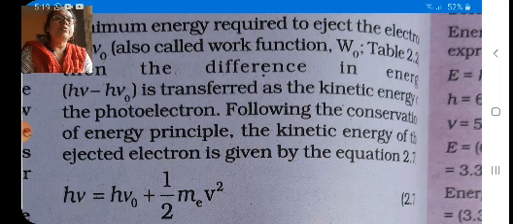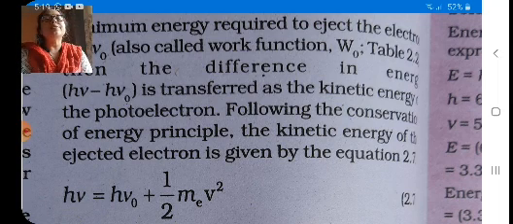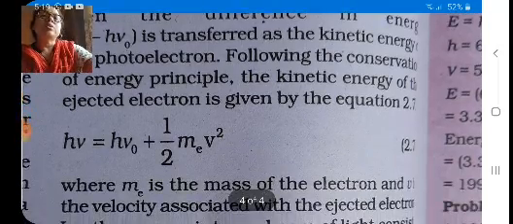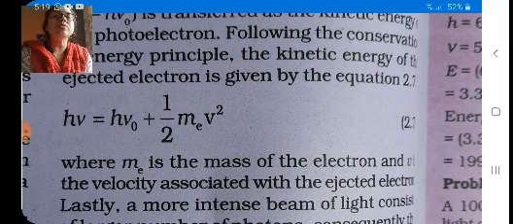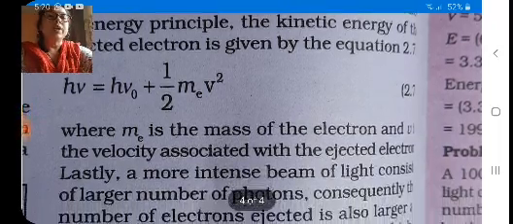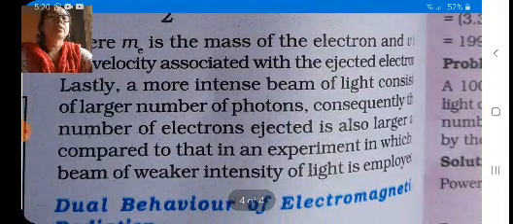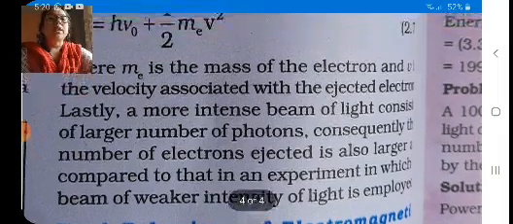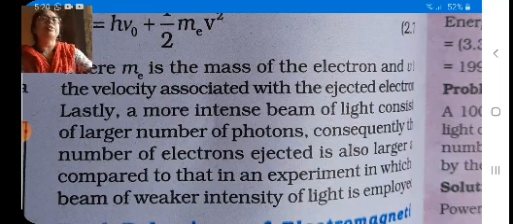Got it? So following the conservation of energy principle, the kinetic energy of the ejected electron is given by the equation hν = hν0 + ½ m_e v², where h is the Planck constant, ν is the frequency, ν0 is the minimum or threshold frequency, m_e is the mass of the electron and v is the velocity associated with the ejected electron.